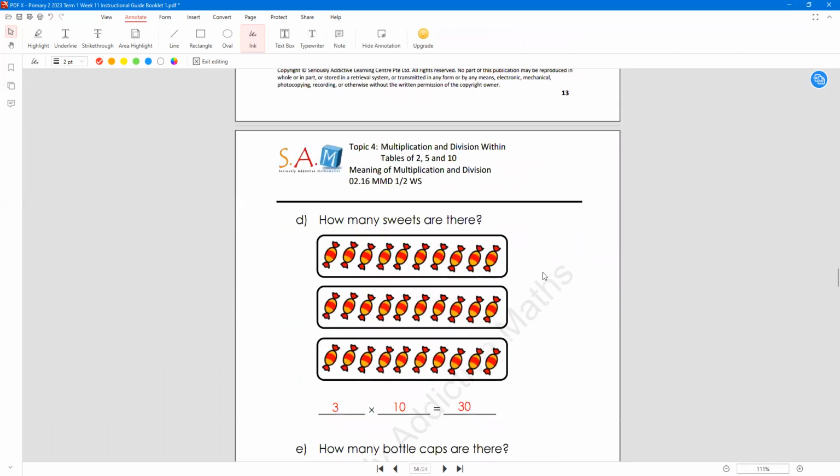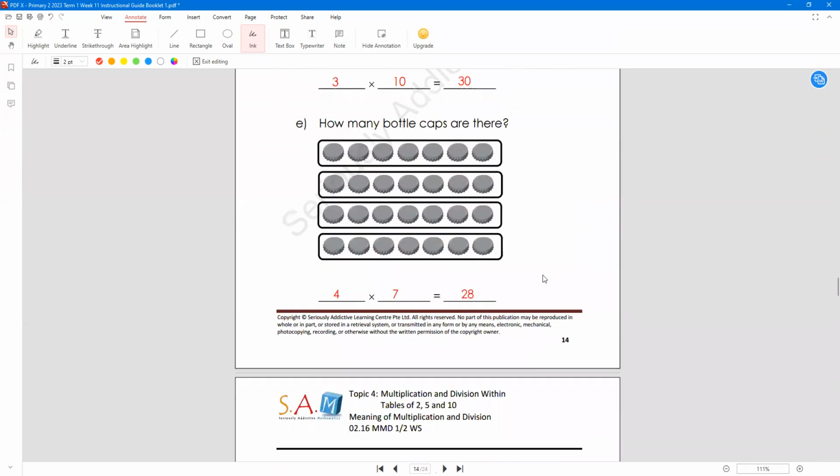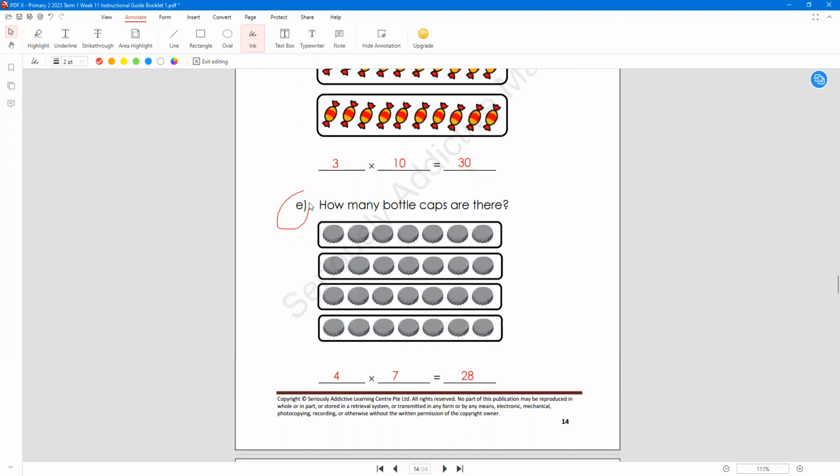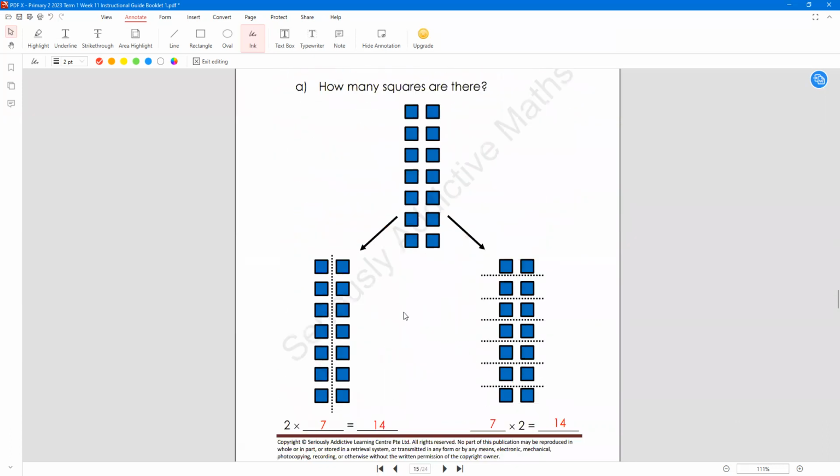Then I'll skip to one question, perhaps in E, and get them to do it on their own. Now they have to write the equation on their own. Is this 7 groups of 4 or 4 groups of 7? You need to see that this is actually 4 groups of 7. If they write 7 groups of 4, please tell them that is wrong. 7 times 4 is wrong, because there are 4 groups here, and each group has 7 bottle caps.